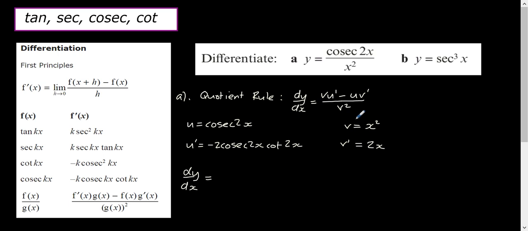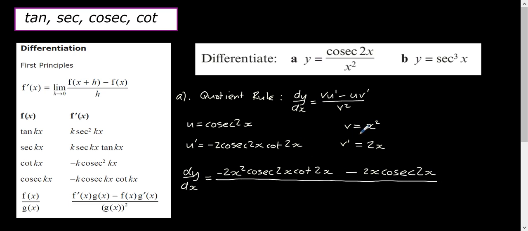So dy by dx is v multiplied by du dx, so we have minus 2x squared cosec 2x cot 2x, just literally multiplying these two things together and putting it in a nice algebraic order, minus u times dv by dx, so we've got cosec 2x multiplied by 2x, so we've got minus 2x cosec 2x, okay. Then we divide by x squared all squared, which I'll put in, and we can simplify in just a second.